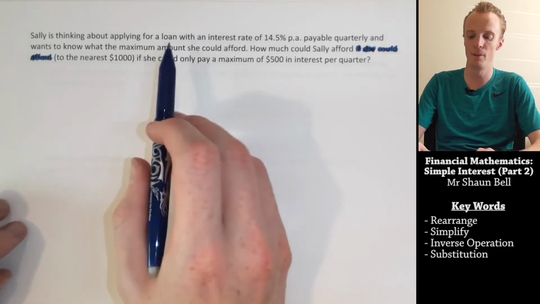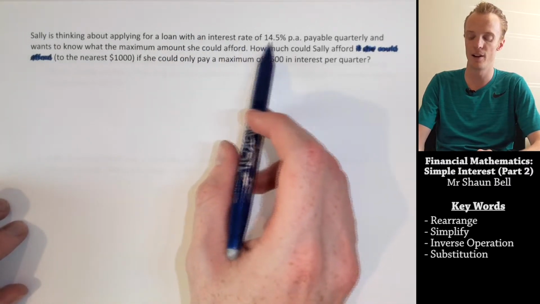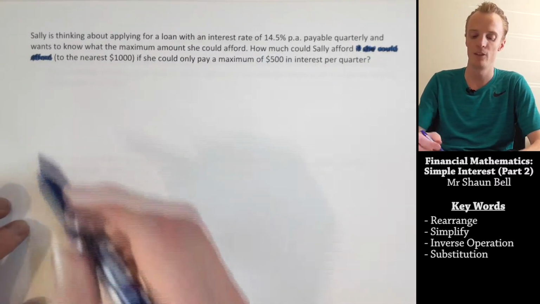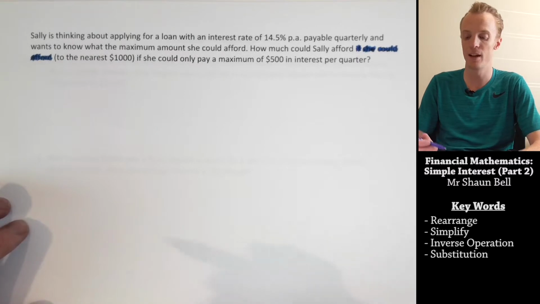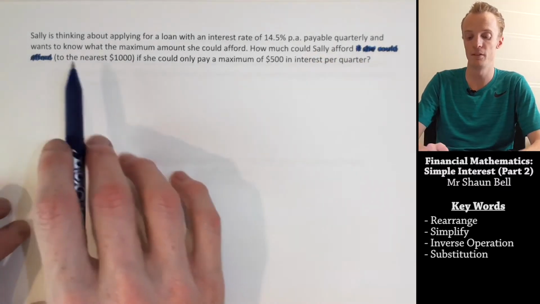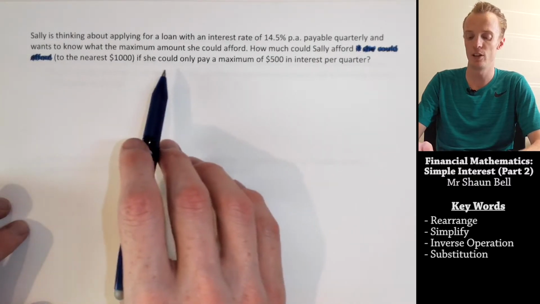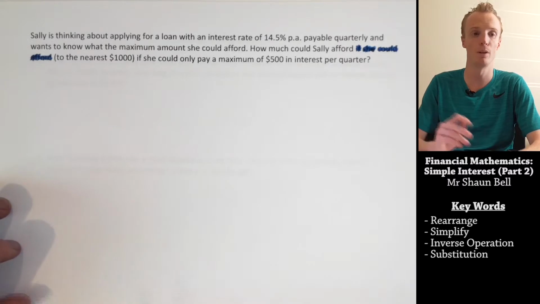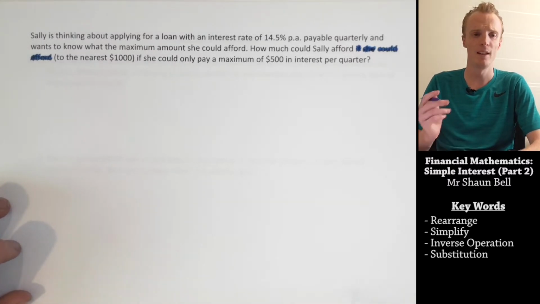Sally is thinking about applying for a loan with an interest rate of 14.5% per annum, payable quarterly, and she wants to know the maximum amount she could afford. How much could Sally afford to the nearest $1,000 if she could only pay a maximum of $500 in interest per quarter? So let's begin by recording the formula and the information that we have.